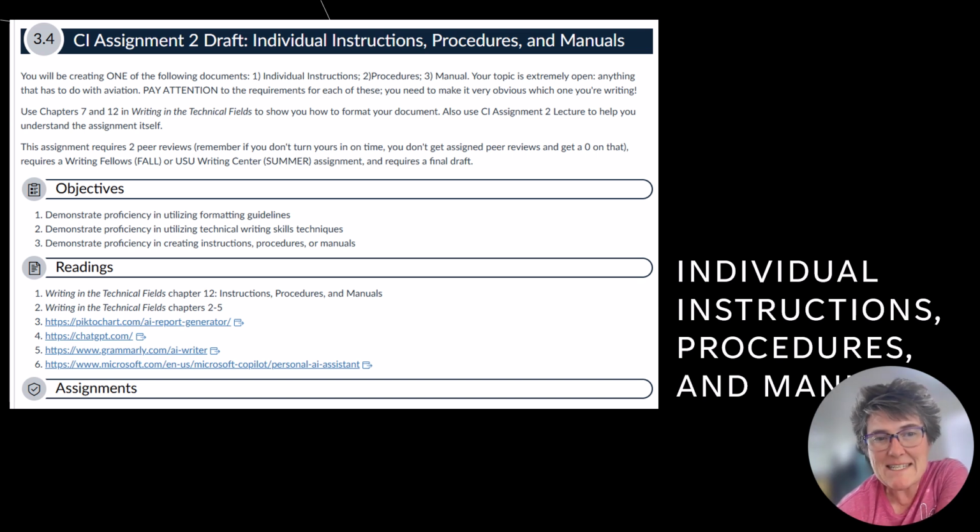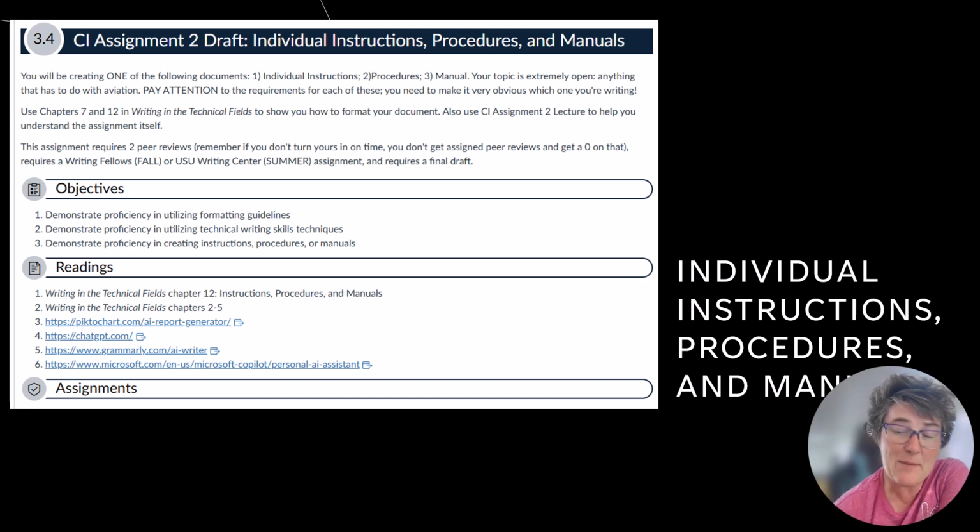Your topic is extremely open. Do anything that has anything to do with aviation. Just make it obvious it's aviation. I don't care what it is. Your job is more about the formatting and making sure you have individual pieces for each of these. So you want to focus on what chapter 12 lays out for you.